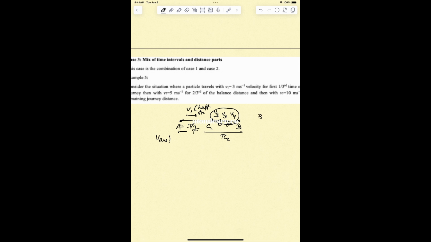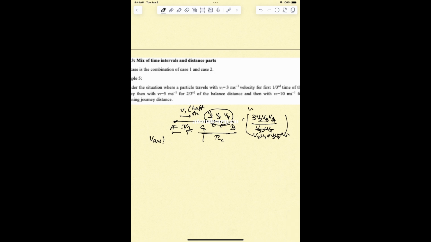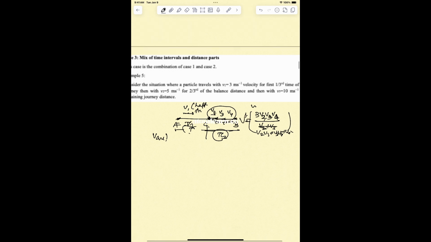It is nothing but 3 V2 V3 V4 divided by V2 V3 plus V3 V4 plus V4 V2. Now this is the average for the CB travel, the V average. Then what happens? This is for T by 2. Then you take a simple arithmetic average between the V1 as well as this. Let us call this V dash. In which case, what is the final answer? V average is nothing but V1 plus V dash by 2, because it is a simple arithmetic average of the two equal time interval parts' values. Understood?